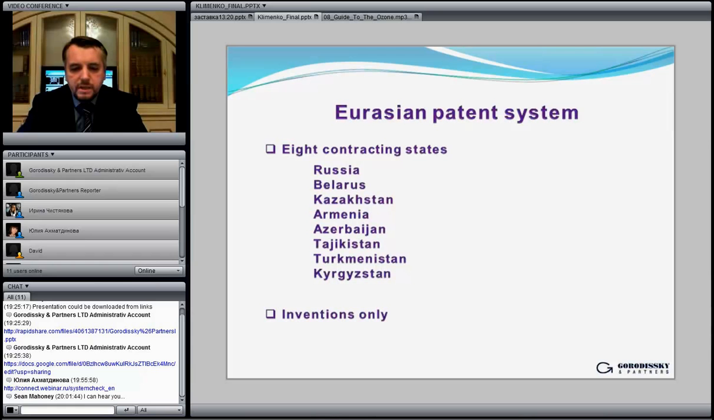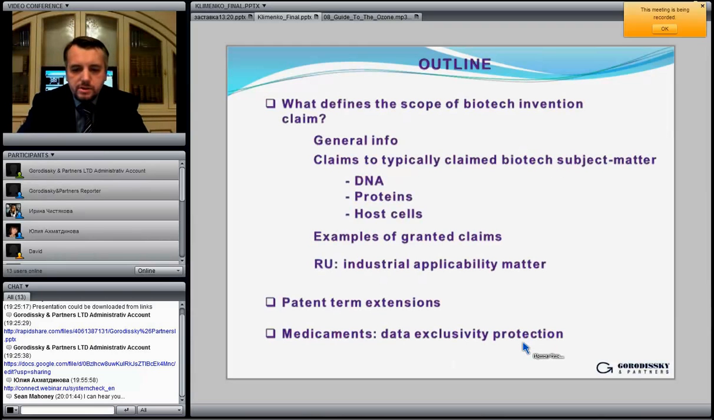Actually, we did not plan to make the comparison between Russia and Eurasia part of this presentation. However, whenever there are differences, I'll try to mention this. In my presentation, I'll focus on three main things. The bulk of my presentation will deal with the matter which is put here with a question mark. What defines the scope of biotechnological invention or pharmaceutical interest?